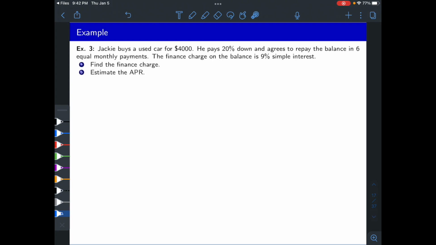And so anyway, let's do some more examples to let things settle a little bit more. So here, Jackie is buying a used car for $4,000. He pays 20% down, and he agrees to repay the balance in 6 equal monthly payments. The finance charge on the balance is 9% simple interest. So we're going to do two things: we want to find the finance charge, and we want to estimate the APR.